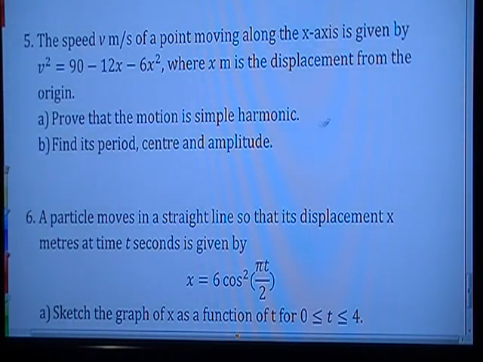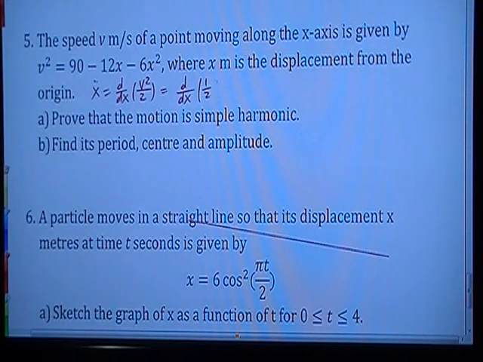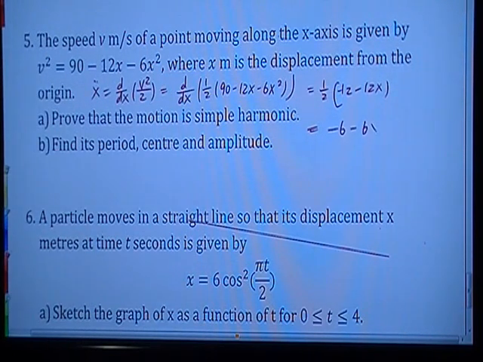You're given v squared, so you're just going to do an easy differentiation here. x double dot equals the derivative of v squared on 2. And that equals d/dx of half of 90 minus 12x minus 6x squared, which equals half, and differentiate that, you get minus 12 minus 12x, equals minus 6 minus 6x, which equals minus 6(x plus 1).